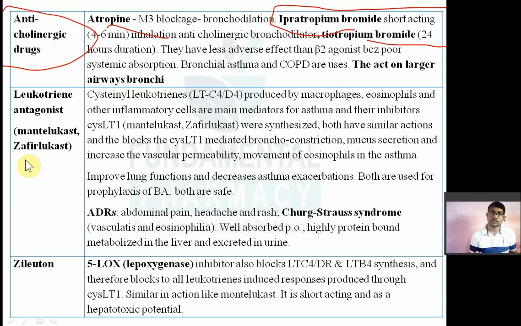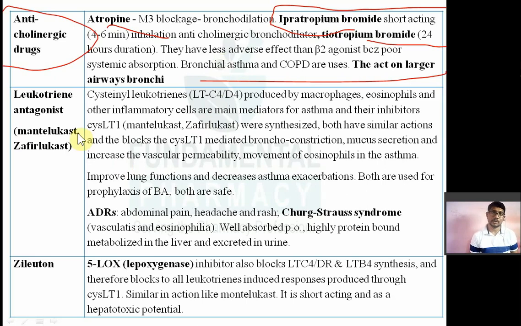Ipratropium bromide and tiotropium bromide have fewer adverse effects than beta 2 agonists because of poor systemic absorption. They are used in bronchial asthma and chronic obstructive pulmonary disease. We have seen that beta 2 agonists act on smaller airways, and these anticholinergics act on larger airways.